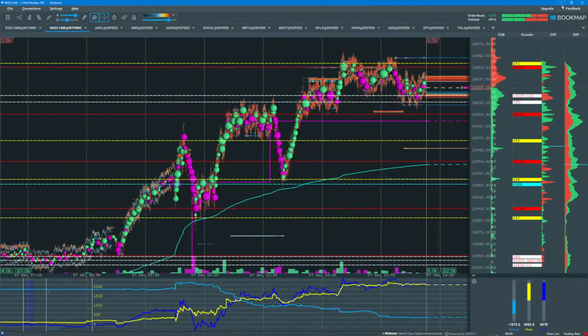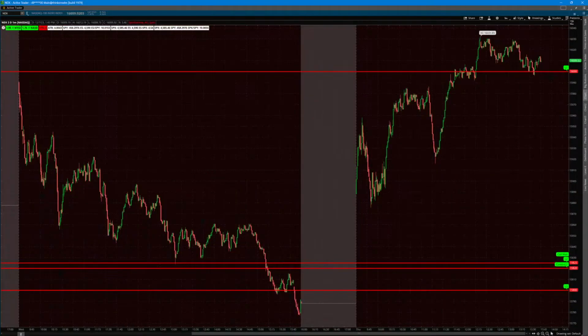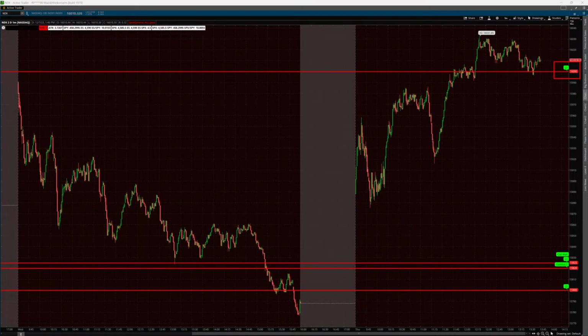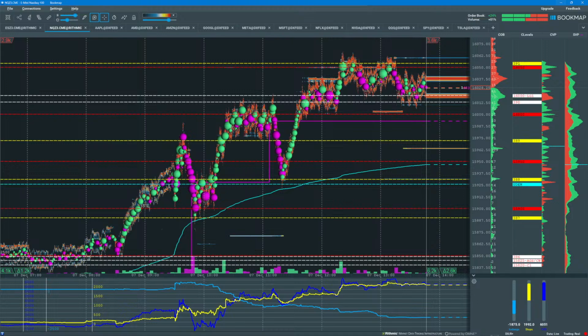Let's take a look at NDX. So for NDX, the 16,000 large gamma 1 level is back in play. It's very close to the QQQ 390 level. Here acting as resistance or more consolidation around that level, now maybe acting as support. All right, let's go back to Bookmap, go to the NQ futures.